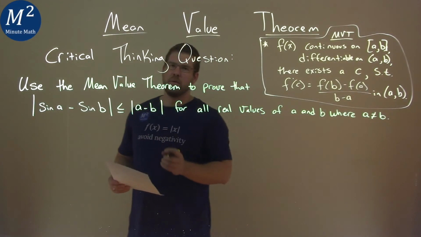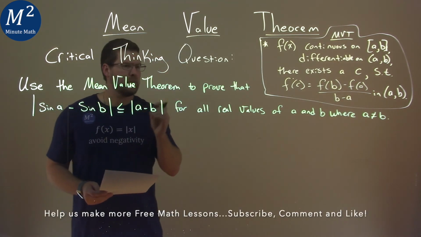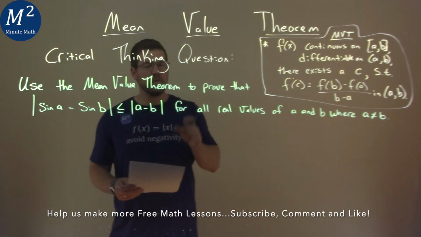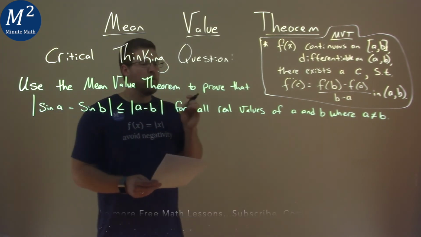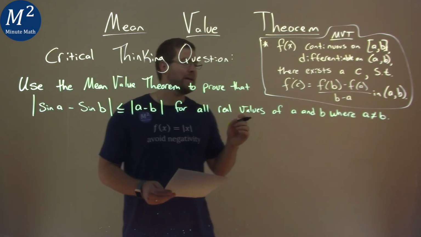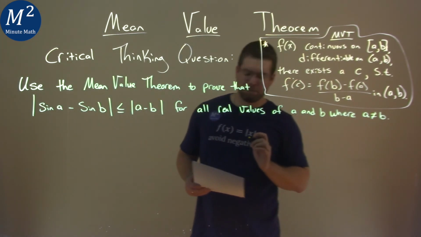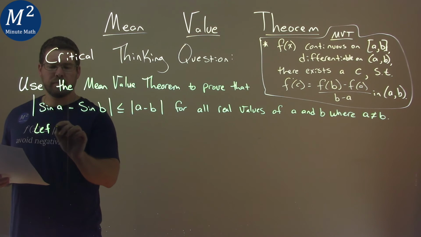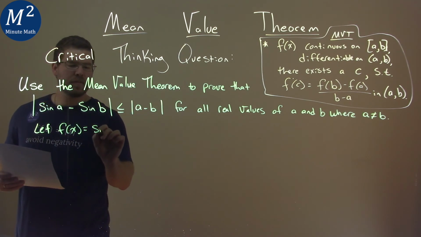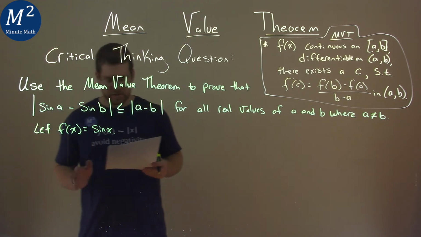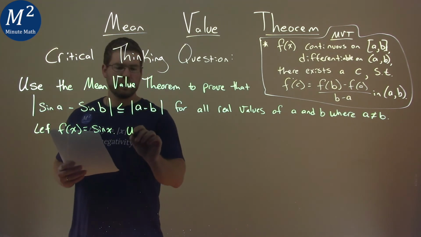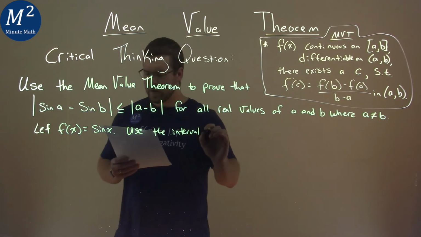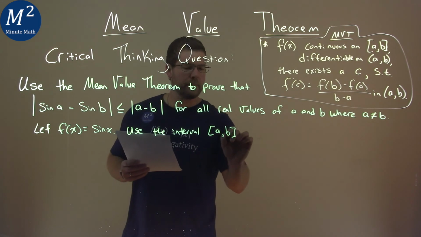We're given this critical thinking question. Use the mean value theorem to prove that the absolute value of sine of a minus sine of b is less than or equal to the absolute value of a minus b for all real values of a and b where a is not equal to b. Well, let's start off by saying let f of x equal the sine of x. Okay, we have a function there. And we're going to use the interval from a to b.